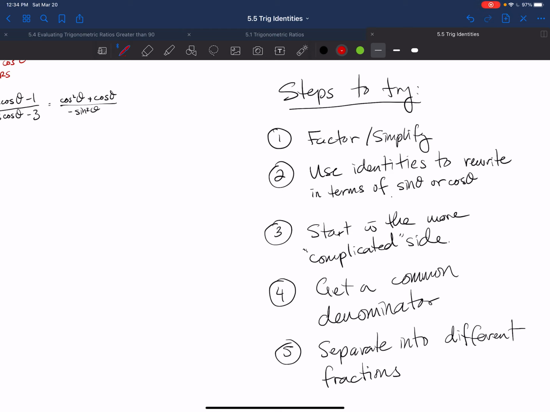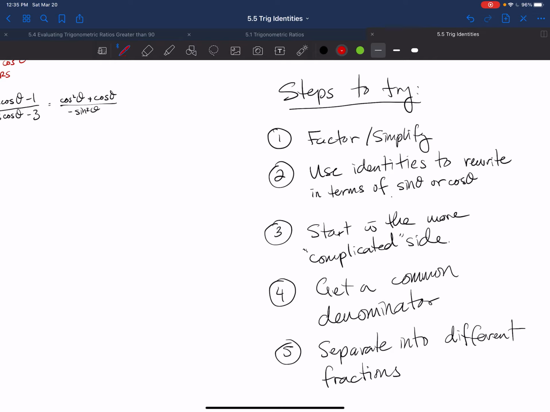So some strategies, you're going to try to factor or simplify. You want to rewrite anything in terms of sine or cos. So if you have tan, change it to sine over cos. If you have secant, change it to 1 over cos. Right? So use the reciprocal identities and the quotient identities to change everything to sine or cos when possible. Start with the more complicated side. If it's necessary, get a common denominator. And if you have something that you can separate into 2 different fractions, then sometimes that helps.